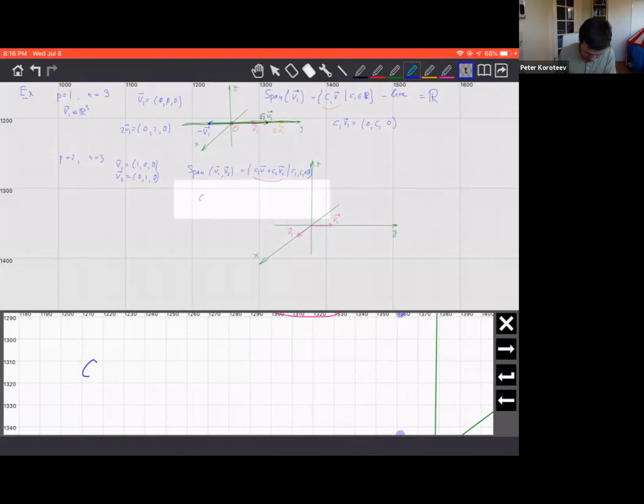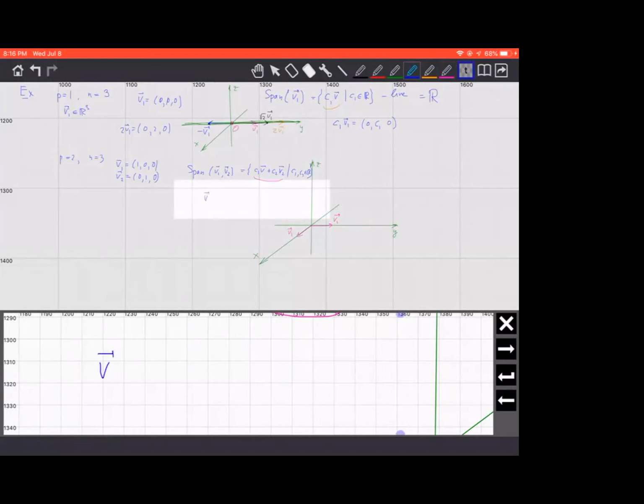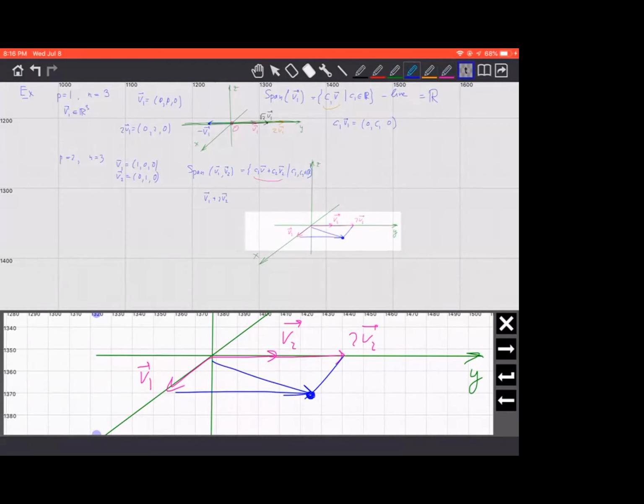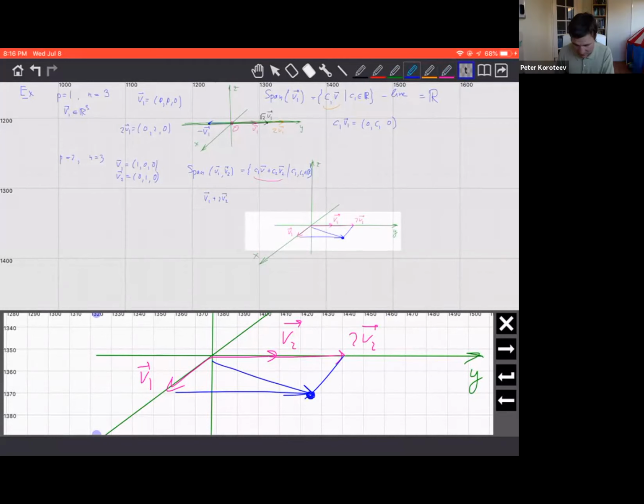So let's take C1 equal to 1, for example. What is v1 plus 2v2? It's a vector that looks like this. So that's 2v2. And if you add them together using the parallelogram rule, you'll get this vector, so this point over here. Diagonals of the plane, yeah, that's right. So this point belongs to the xy plane because these two vectors belong to xy.